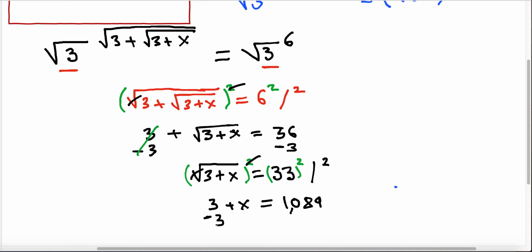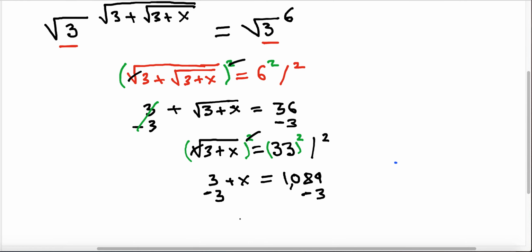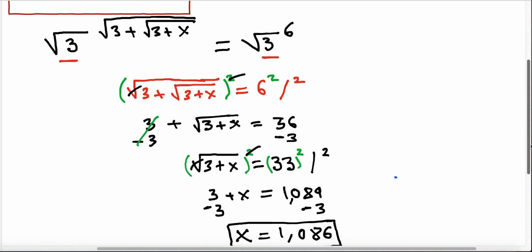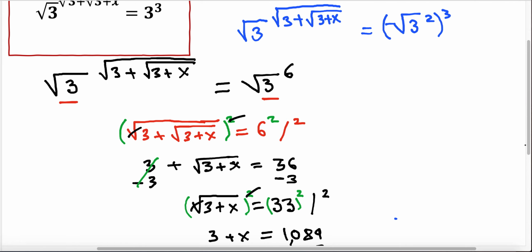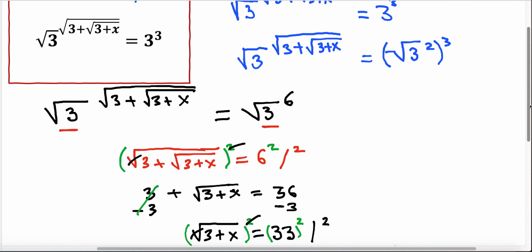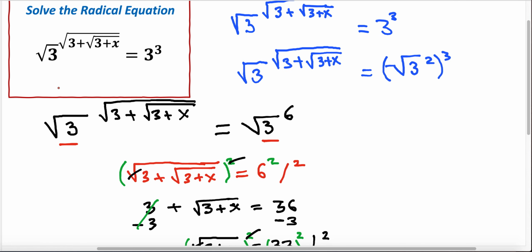And minus 3 both sides, and minus 3 on this side here. And finally, x, so let me go a little bit up. So x is equal with 1086. So this is the value of x. So this is one value of x as an integer that can satisfy this equation here. So let me go up. So x is equal with 1086. So this is the value.